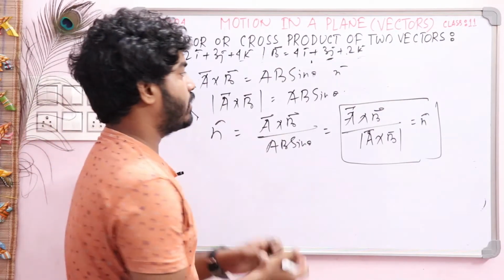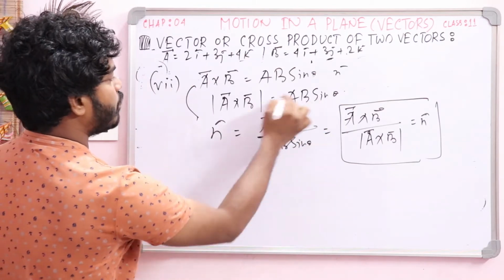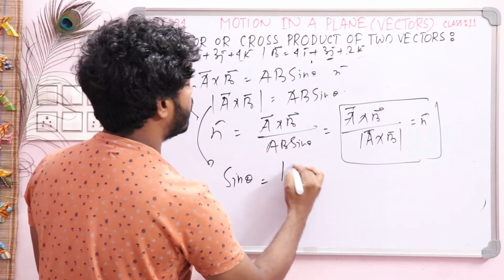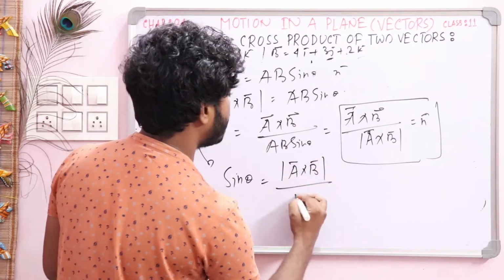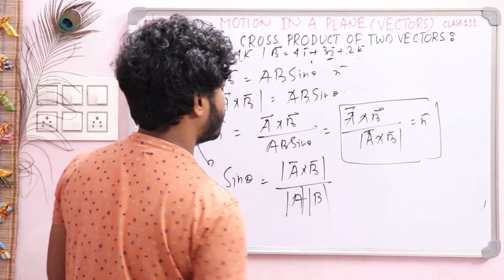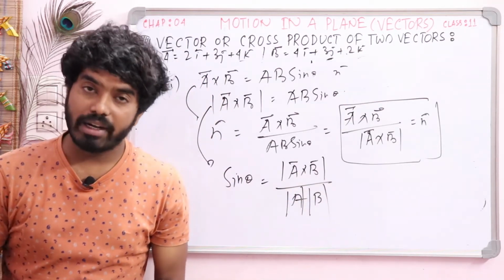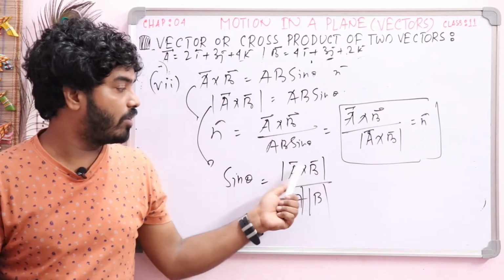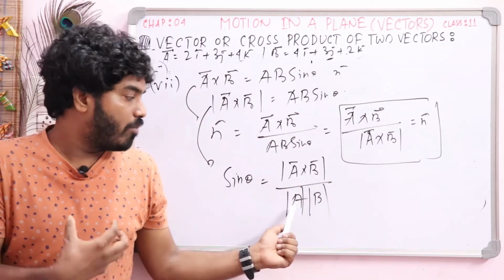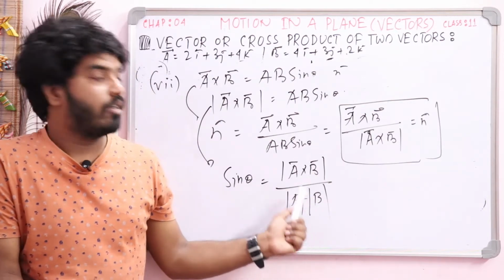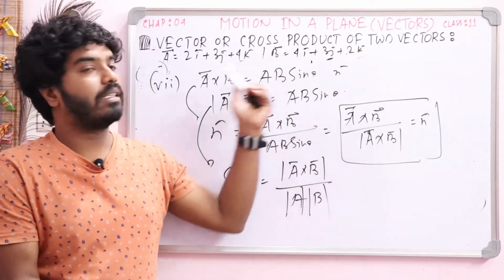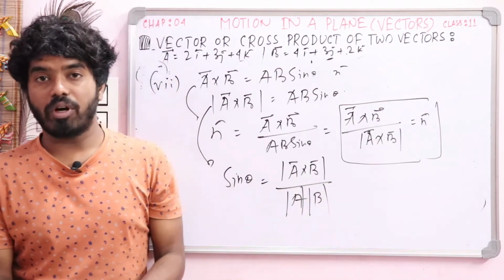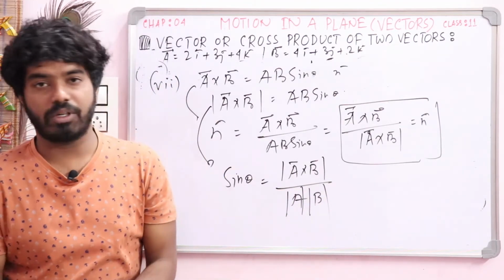Okay, and using this formula you can find out sine theta. From here you can write sine theta is equal to mod under a cross b divided by ab, that means mod under a and mod under b. So for finding sine theta, at first you have to find out a cross b, then its magnitude value, mod under a cross b, divided by mod under a and mod under b. Okay, so this formula and the previous one, a cross b, are important. Now with the help of these formulas, we will solve some important numericals related to the vector product of two vectors.